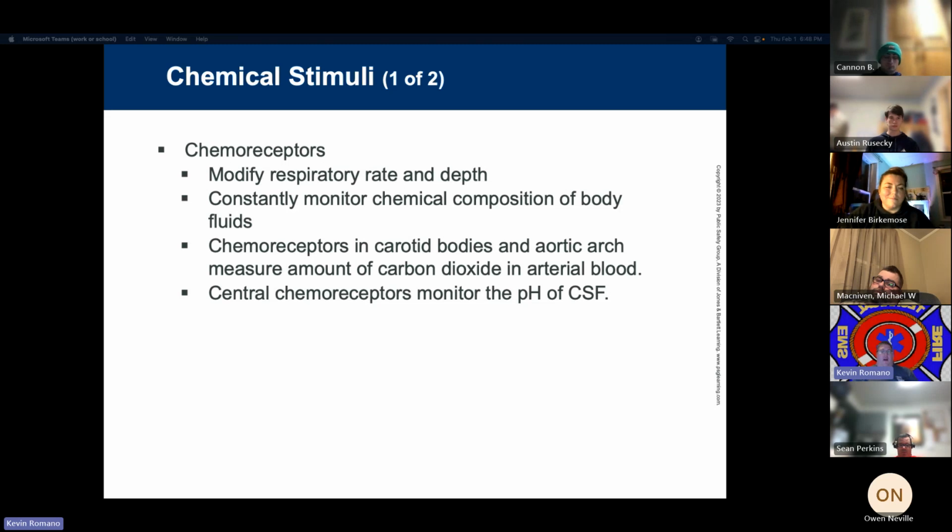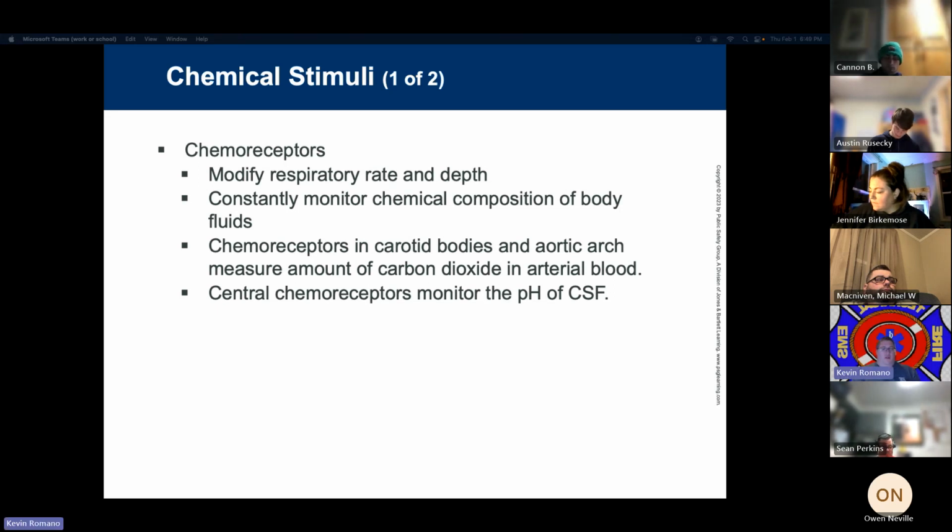As far as chemical stimuli go, chemoreceptors modify respiratory rate and depth. So we're going to constantly monitor the chemical composition of body fluids. The central chemoreceptors monitor pH of the CSF and are located adjacent to the respiratory centers in the medulla. An increase in the acidity of CSF: remember, carbon dioxide is starting to build, becomes acidic, and triggers a central chemoreceptor to increase the rate and depth of respiration.